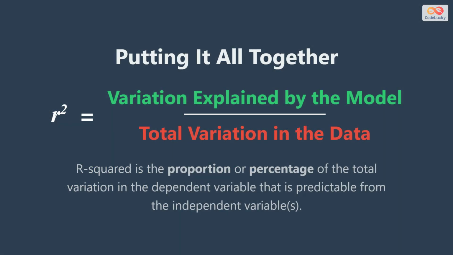R-squared is simply a ratio. It's the variation that our model explains, divided by the total variation that exists in the data. In other words, it tells us the percentage of the data's behavior that is captured by our model.